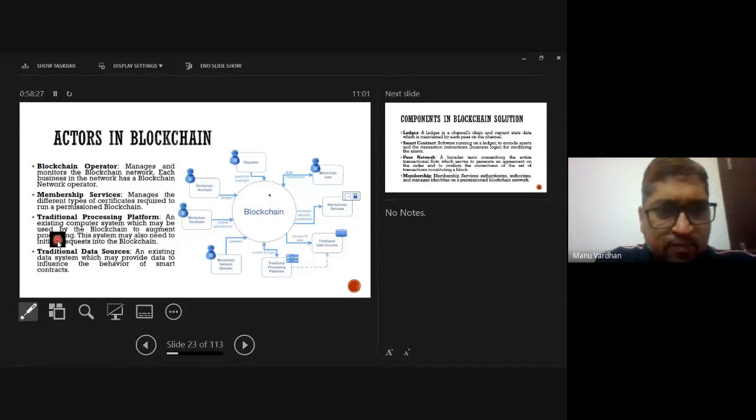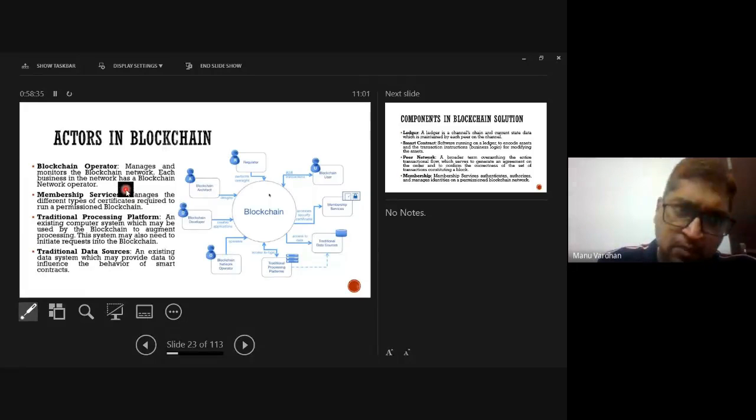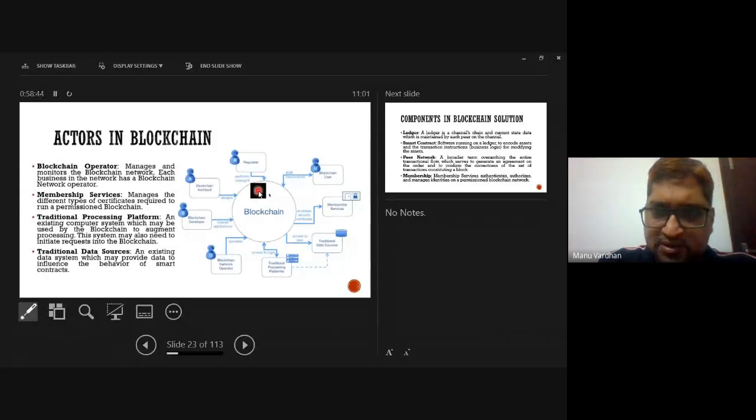Then we have the blockchain operator that manages and monitors the blockchain network. Each business in the network has a blockchain network operator. It is the responsibility of the blockchain operator to maintain and manage that blockchain. The network, as you understand, should be a decentralized peer-to-peer network.